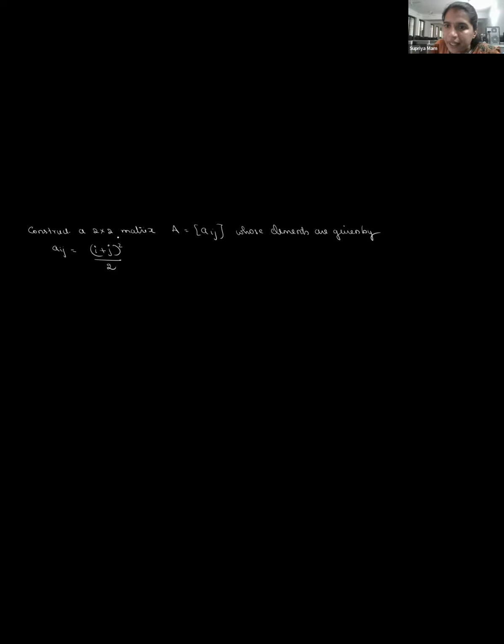A 2 by 2 matrix, the order of the matrix is 2 by 2, it will have 4 entries, in such a way that there are always 2 rows and 2 columns. So first write a general matrix. I'll write A equal to 2 by 2. So there are 2 rows, 2 columns.